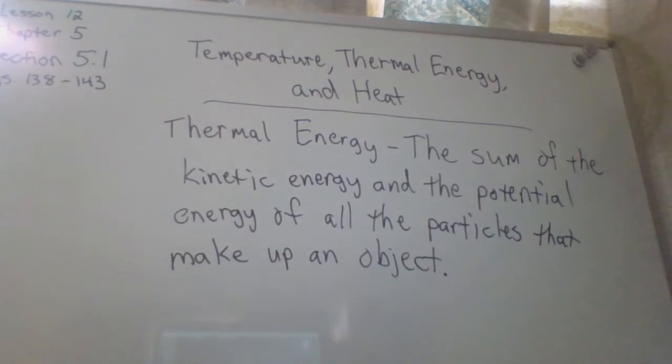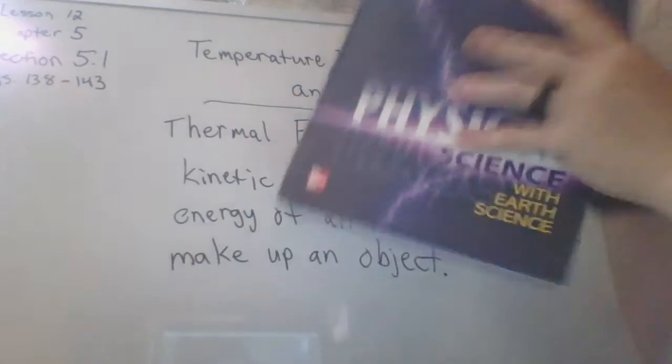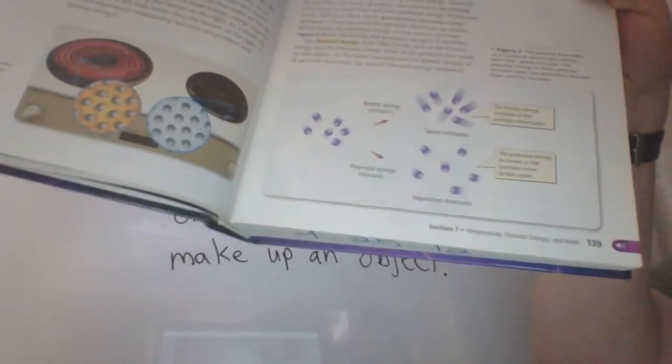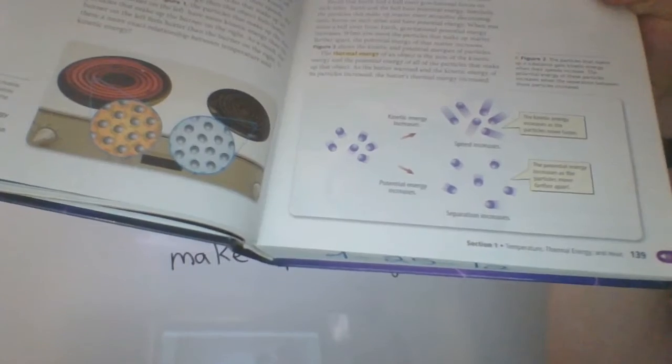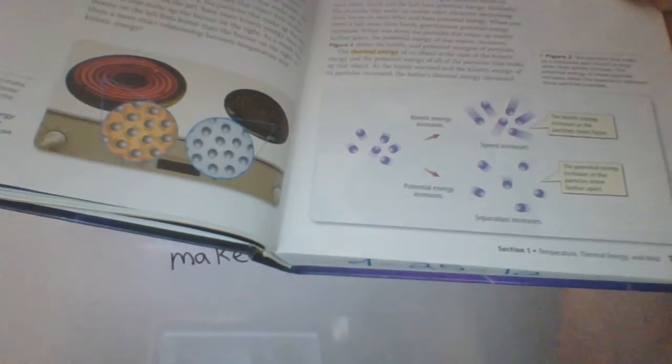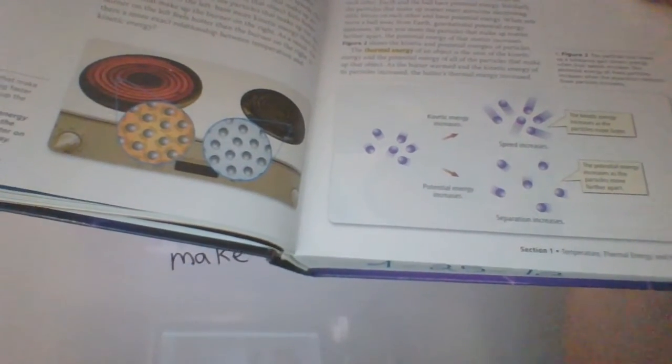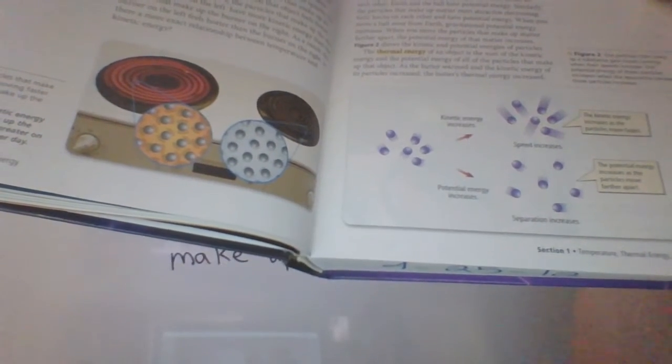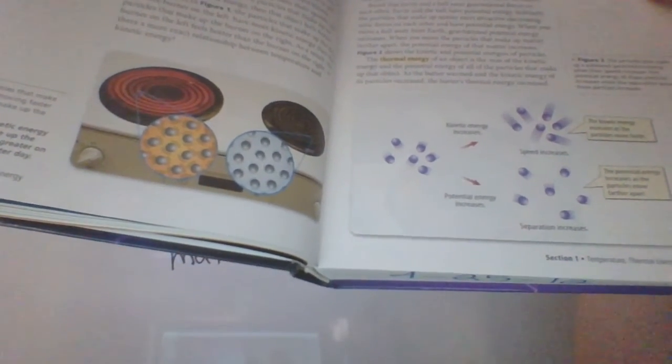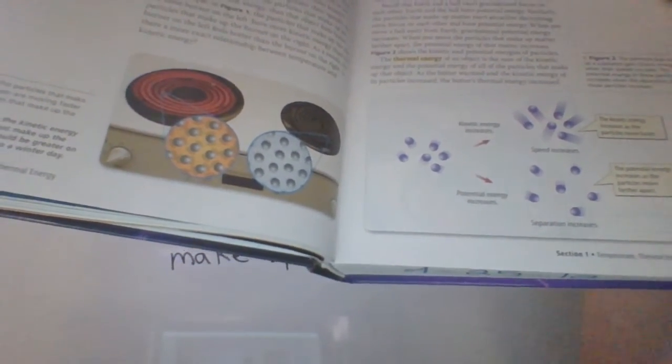I want to put this in front of you so you can refer back to it. This is also on page 139 of your book. I'm going to put it right there, and I'm going to stop right there. You can see that when particles move faster, they have more kinetic energy, but there's also more space between particles, so the potential energy increases as well. So the total of those two is thermal energy.